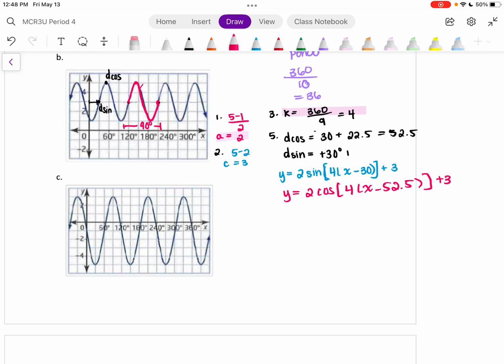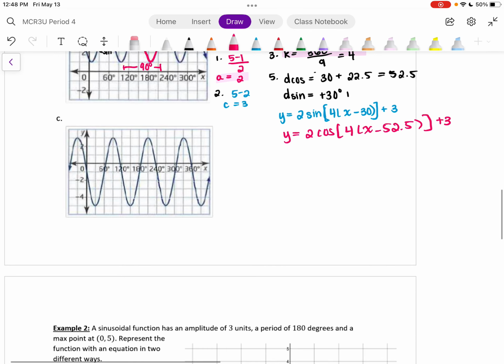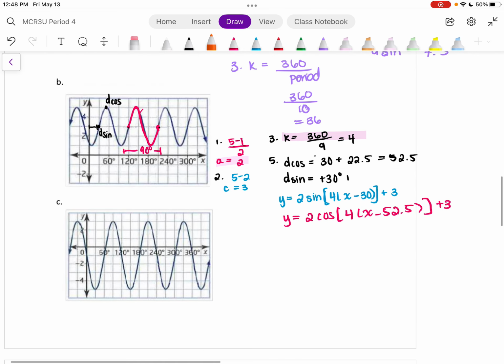I'll let you try this one. Now pause. If you still aren't getting it, try C on your own, and that way we can take it up together after you unpause this video.